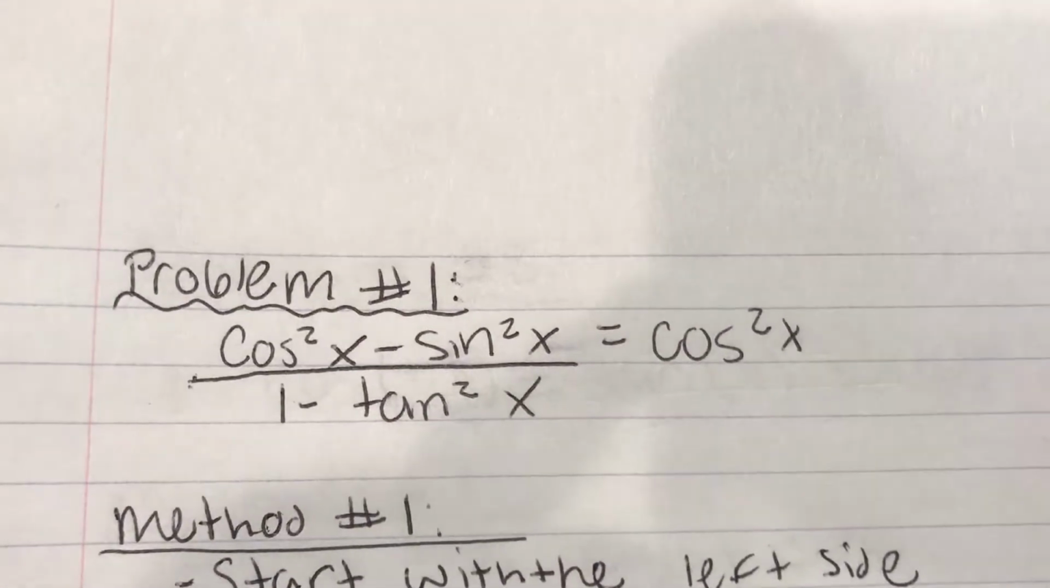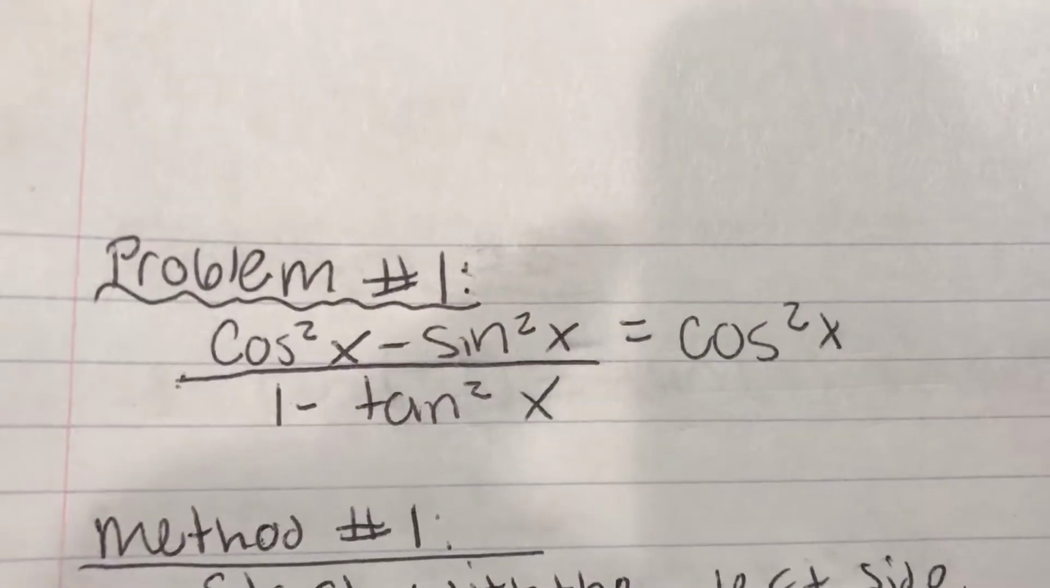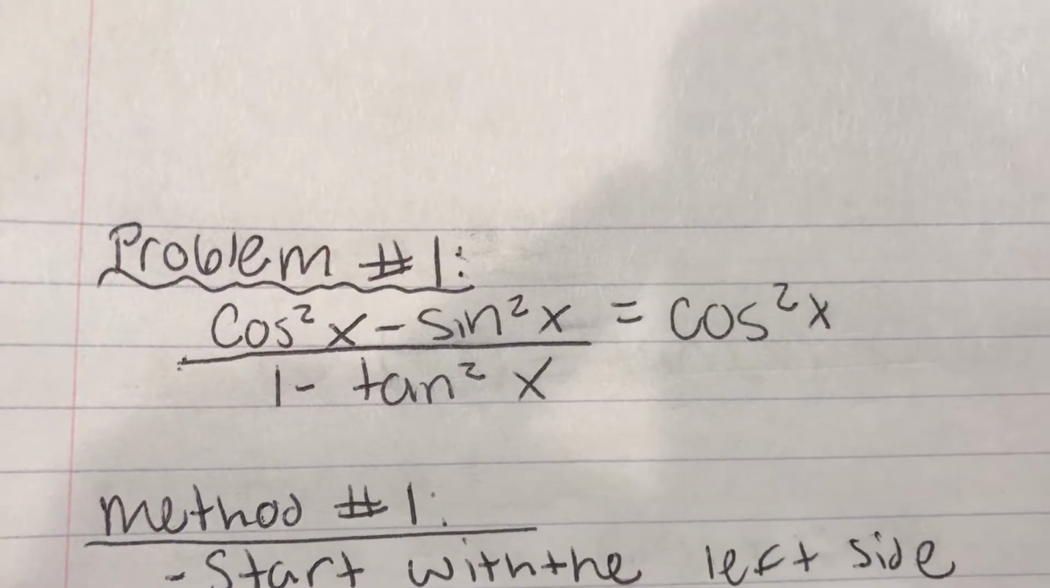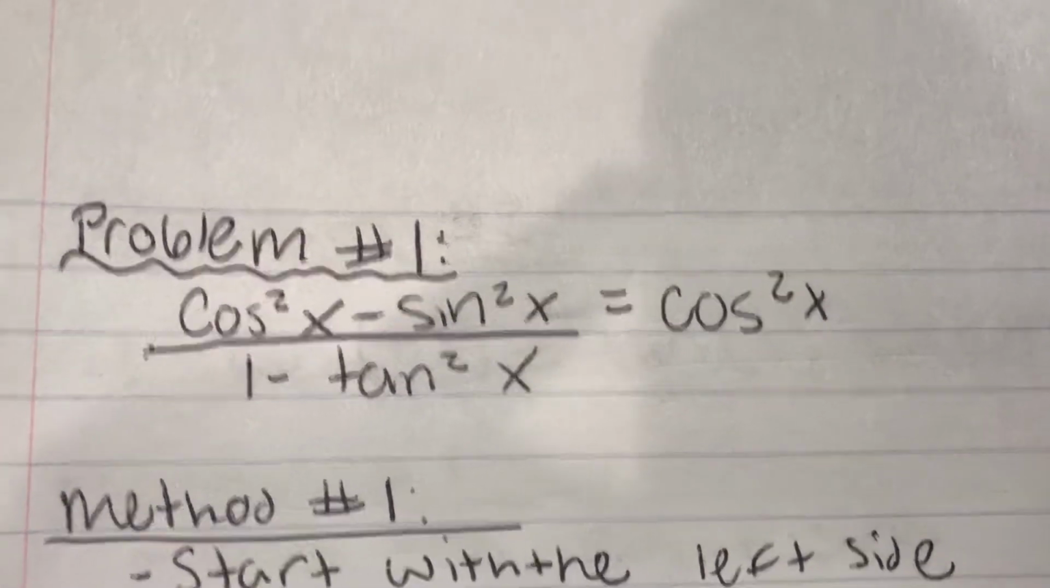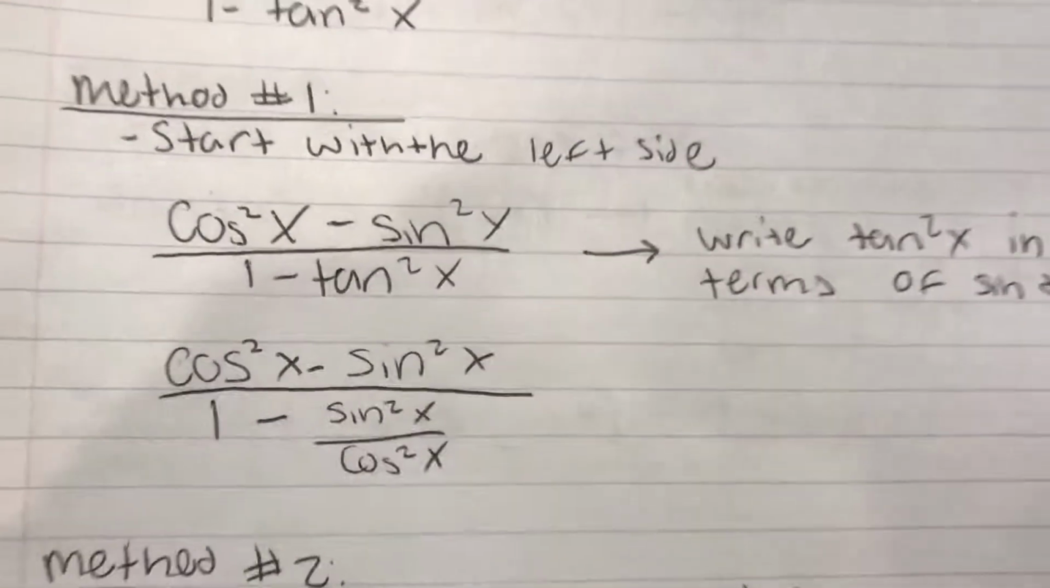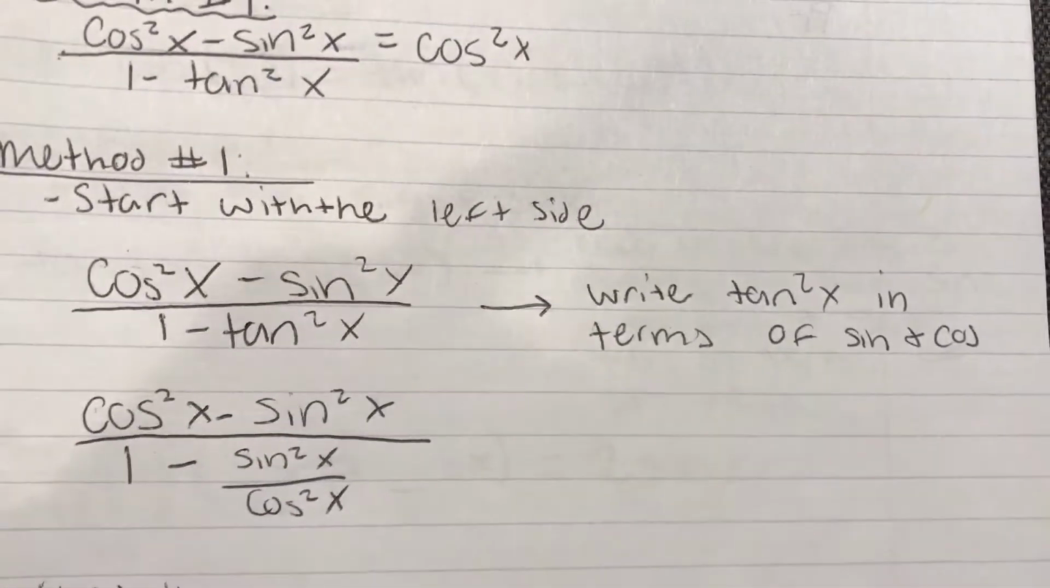In this video, we're going to try to verify the identities. So for problem 1, we have cosine squared x minus sine squared x over 1 minus tangent squared x equals cosine squared x. So the first method that we have with this one, we can start with the left-hand side.